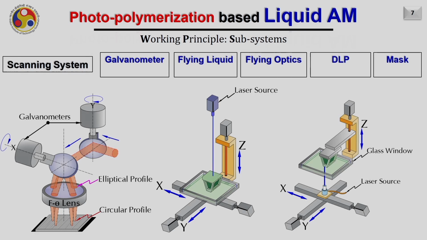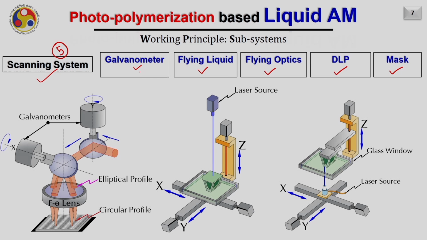The first one is the scanning system. There are typically 5 types of scanning systems available in wet photopolymerization machines. The first one is called galvanometer, second is called flying liquid, third is called flying optics, fourth is called DLP, and the last one is called mask.